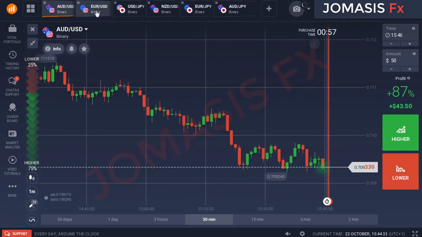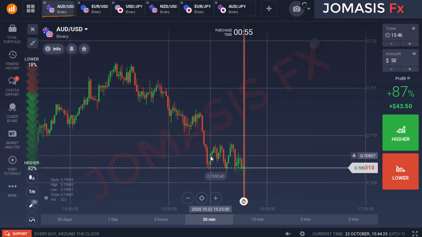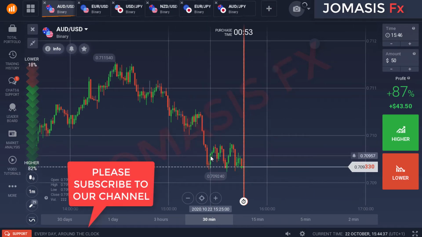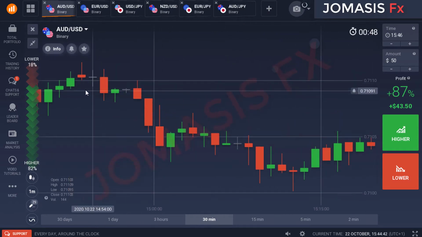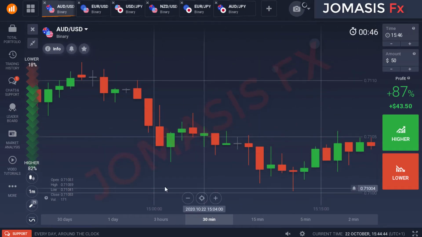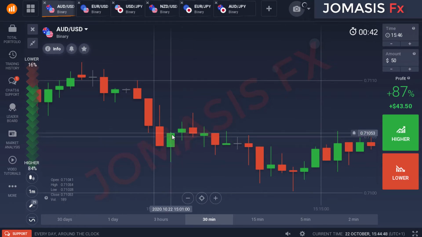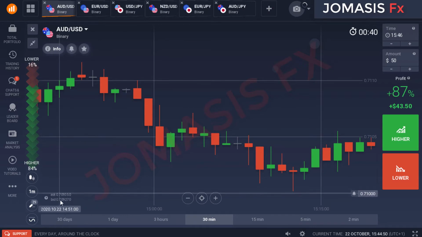Before I talk about when to enter a trade, I want to talk about this first. Number one, avoid this kind of market. Number two, that's what we call volume in the market.